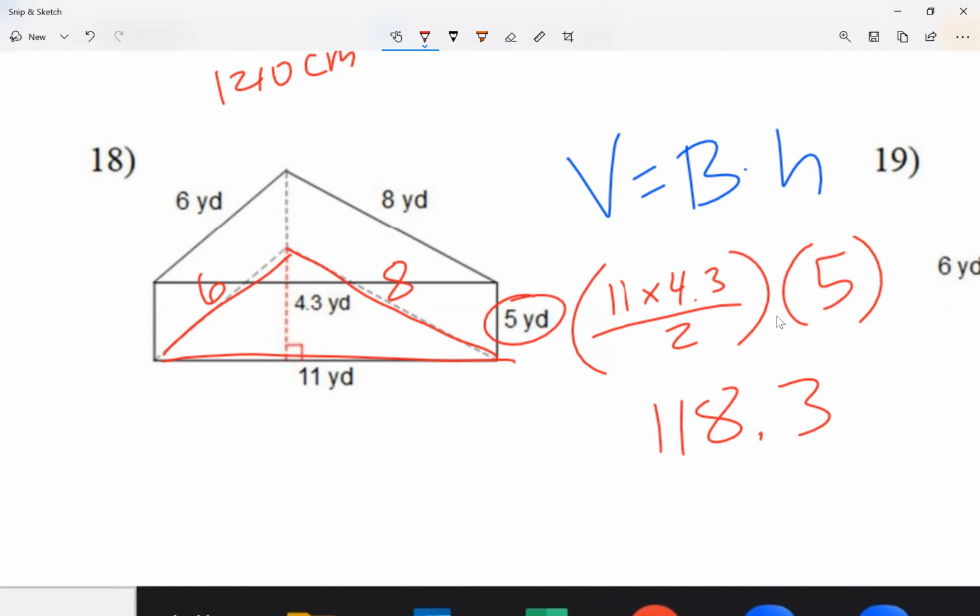Okay. In reality, it was like 118.25, but my instruction says round it to the nearest tenth. So tenth is one decimal place. So that's why I call it 118.3.